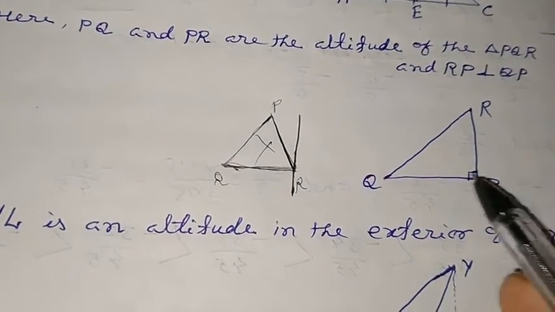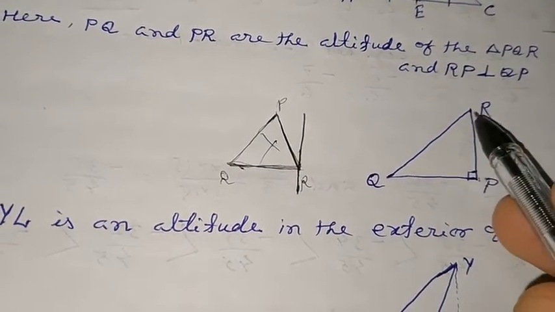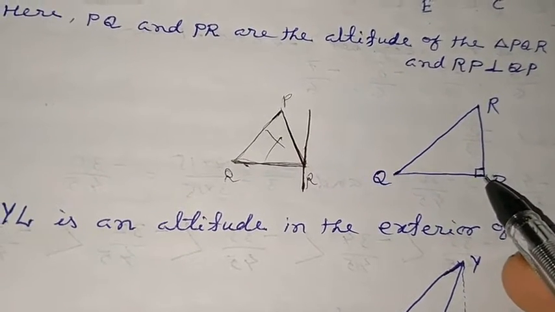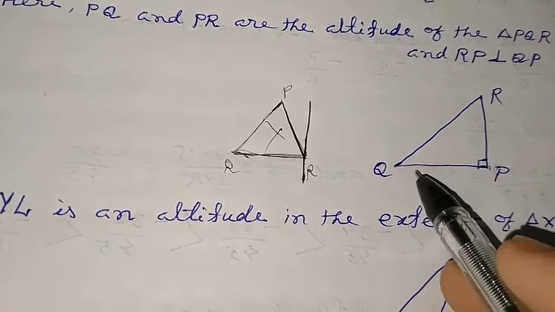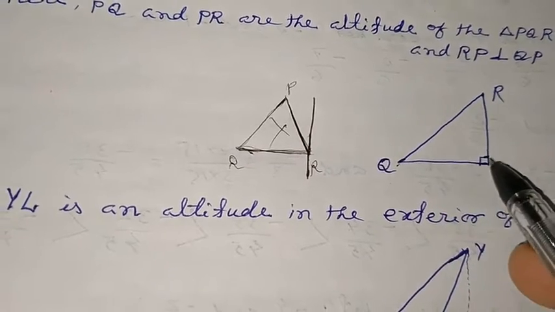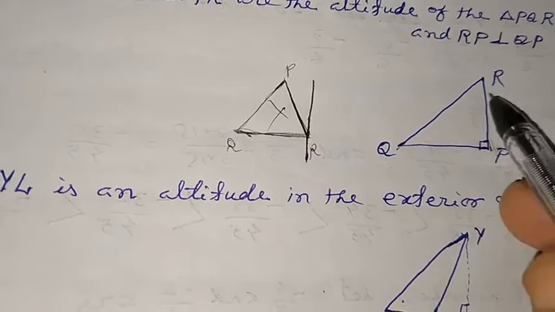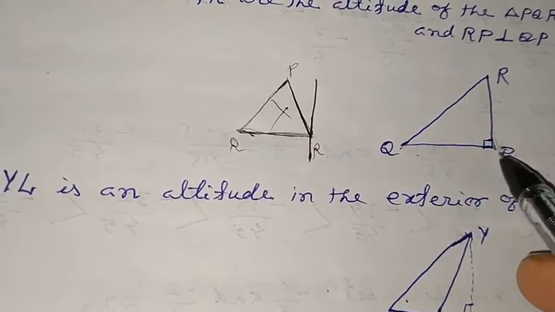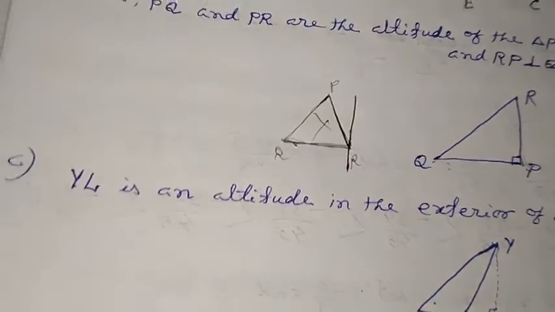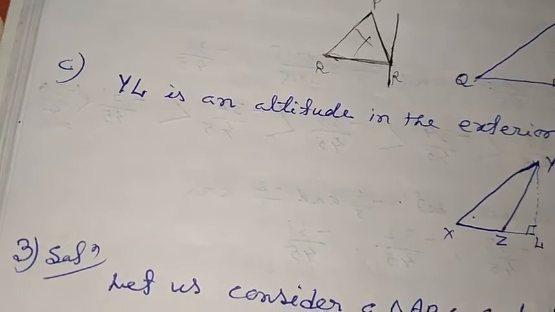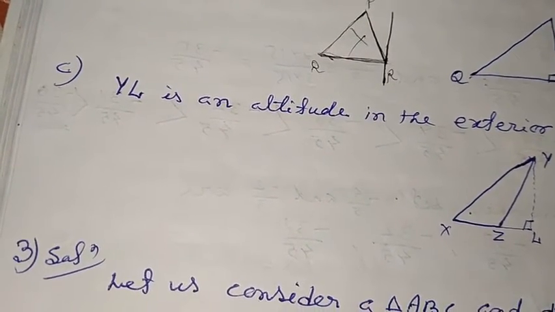So PQR is a triangle, PR is an altitude, because from this vertex a perpendicular falls on this line, and from this vertex a perpendicular falls on this line. So these two lines are altitudes. PR and PQ are altitudes of triangle PQR. Okay. Number C. In triangle XYZ, YL is an altitude in the exterior of the triangle.